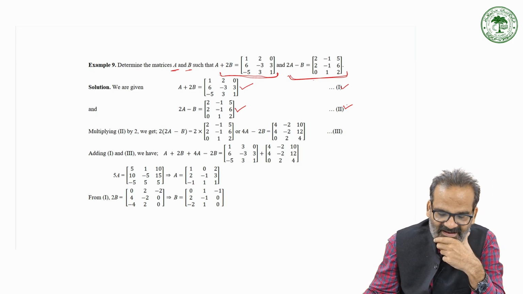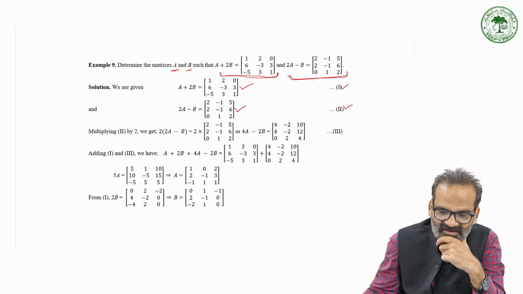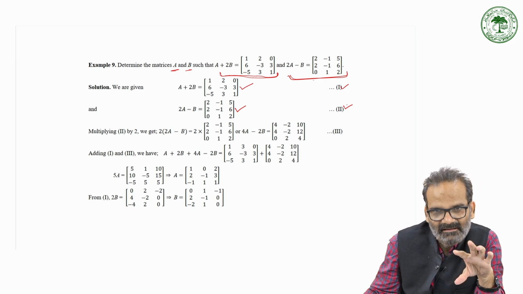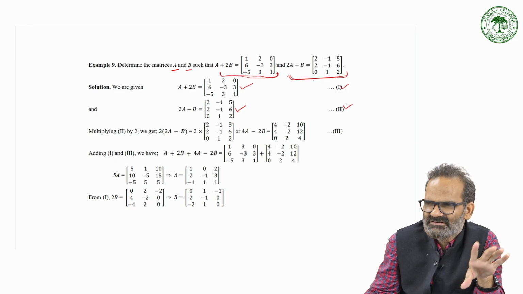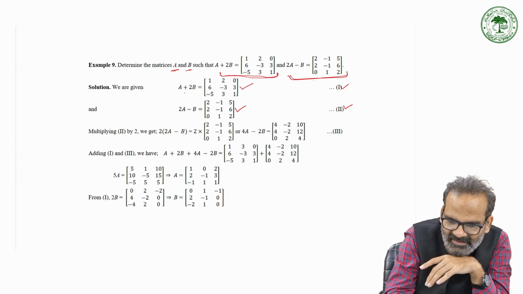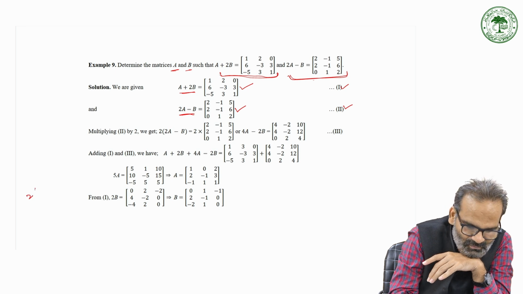Now look at this carefully. What we should do is either equate A in both equations or equate B in both equations. It's up to us. It's not any issue. Here we have A plus 2B, but here we have 2A minus B. So look here, 2A minus B is equal to this matrix, right?